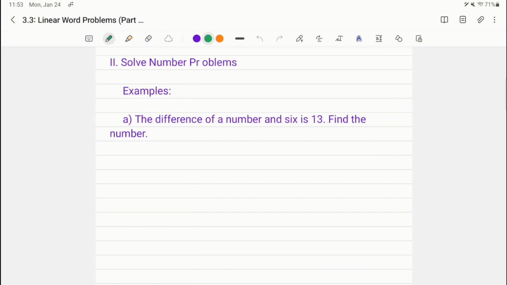This is part 2 of 3.3 linear word problems. Today we're going to solve some number problems. And just start off right with examples. So A, the difference of a number and 6 is 13. Find the number. So I read it, I understand it.